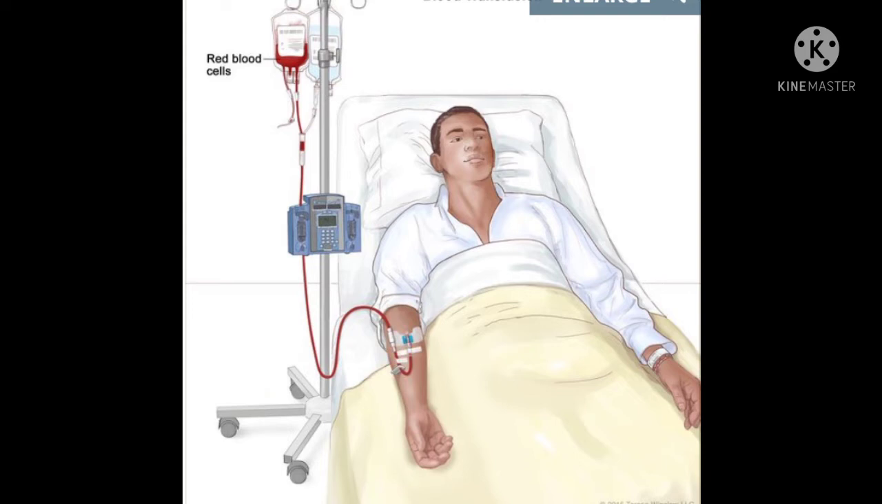Scientific research and careful medical control make the supply of donated blood very safe. Blood transfusions are among the most common medical procedures in the nation. I hope all of you understood this blood transfusion topic.